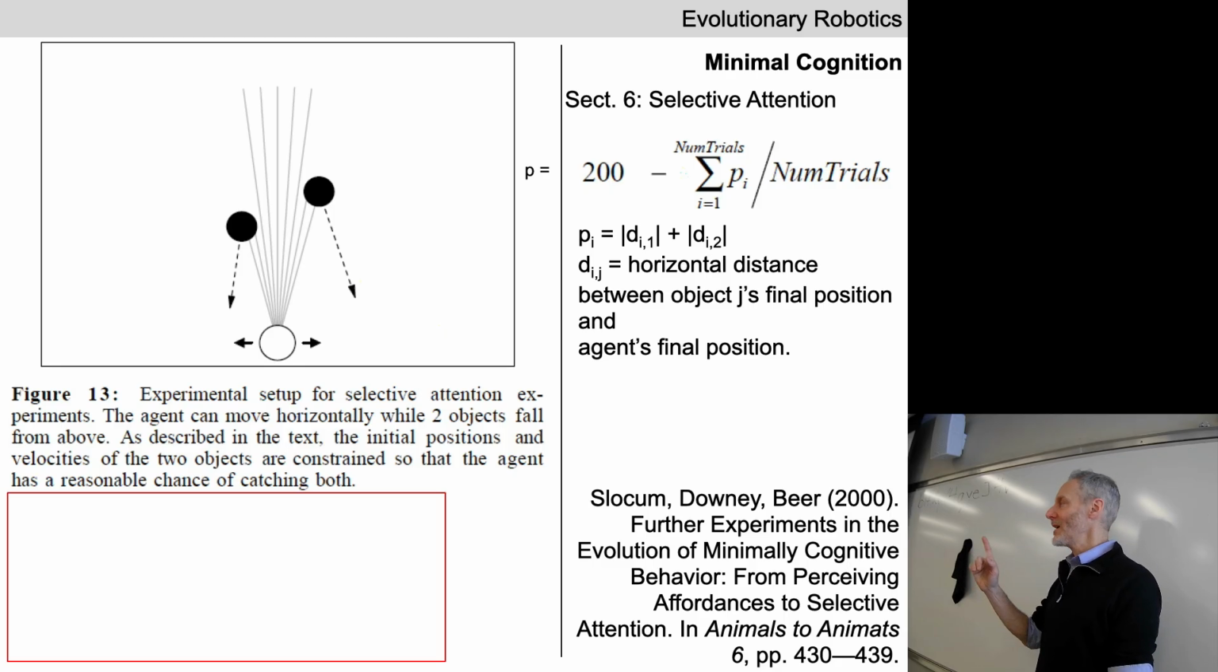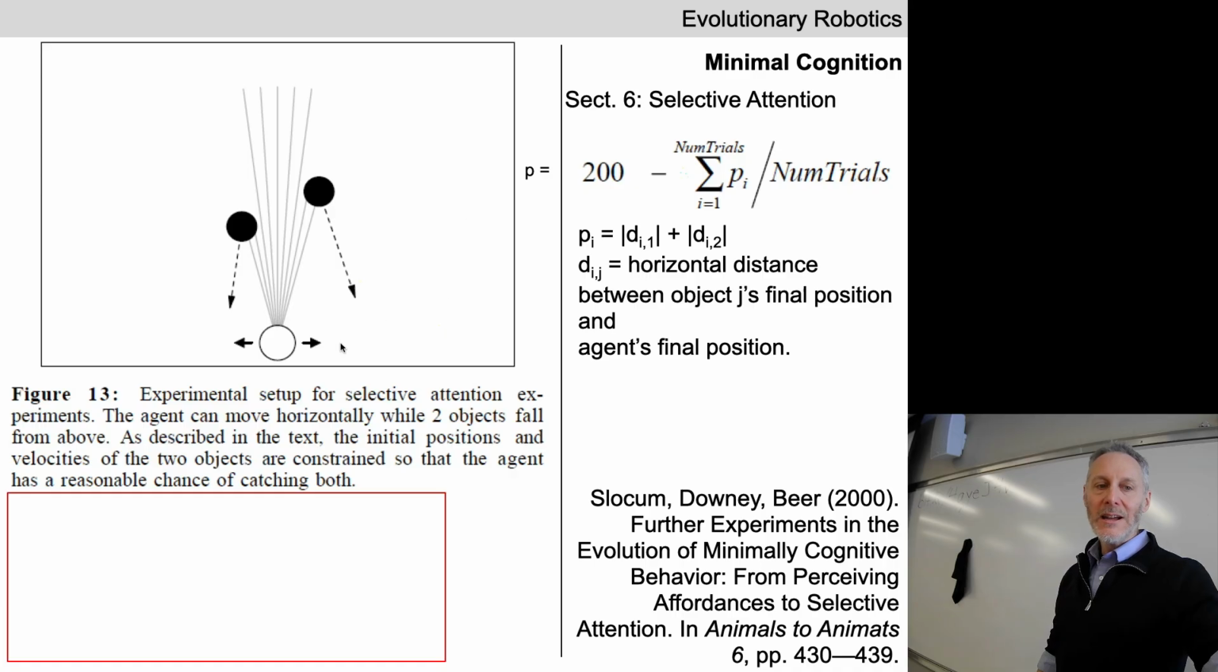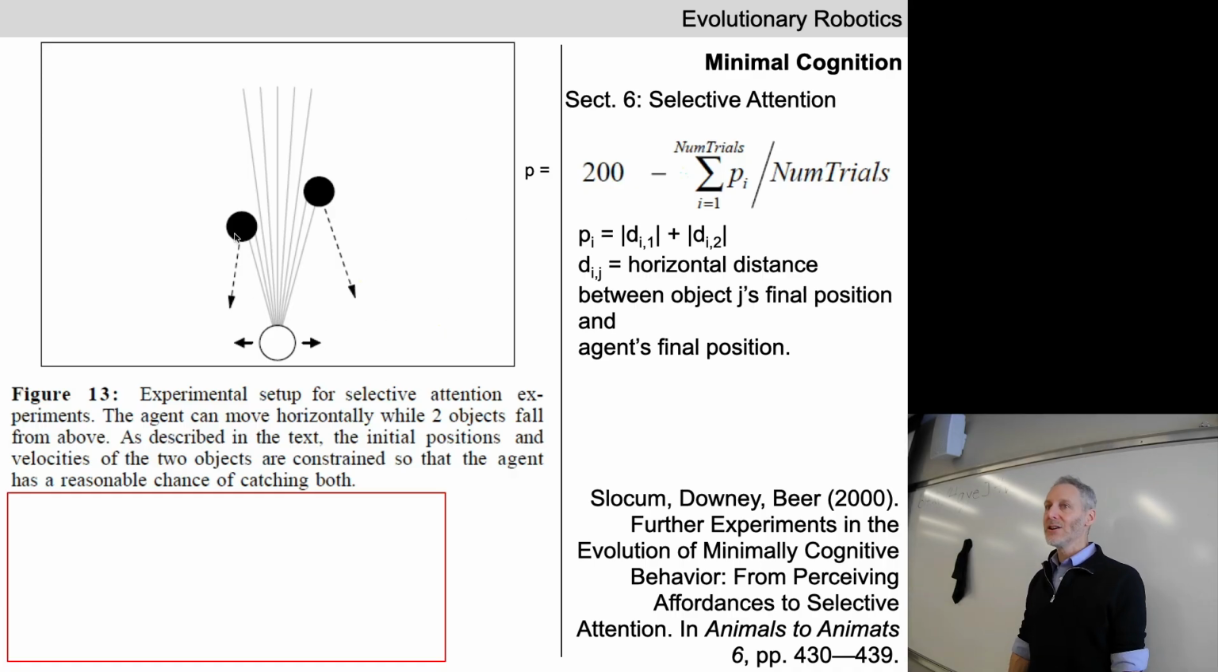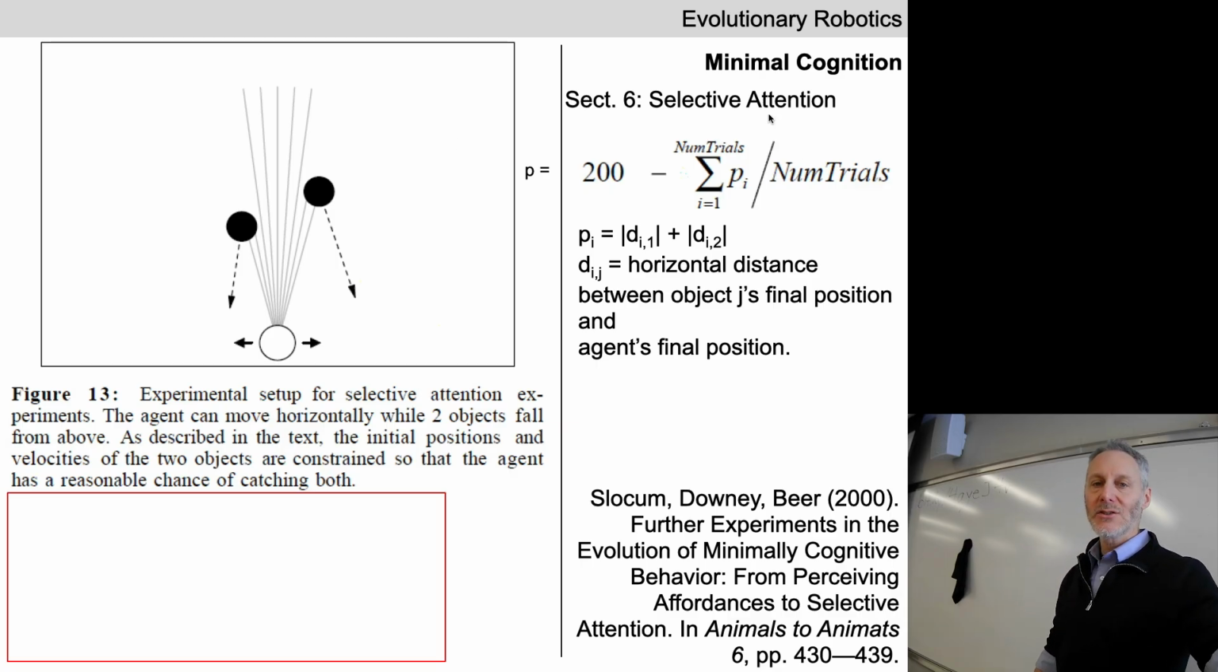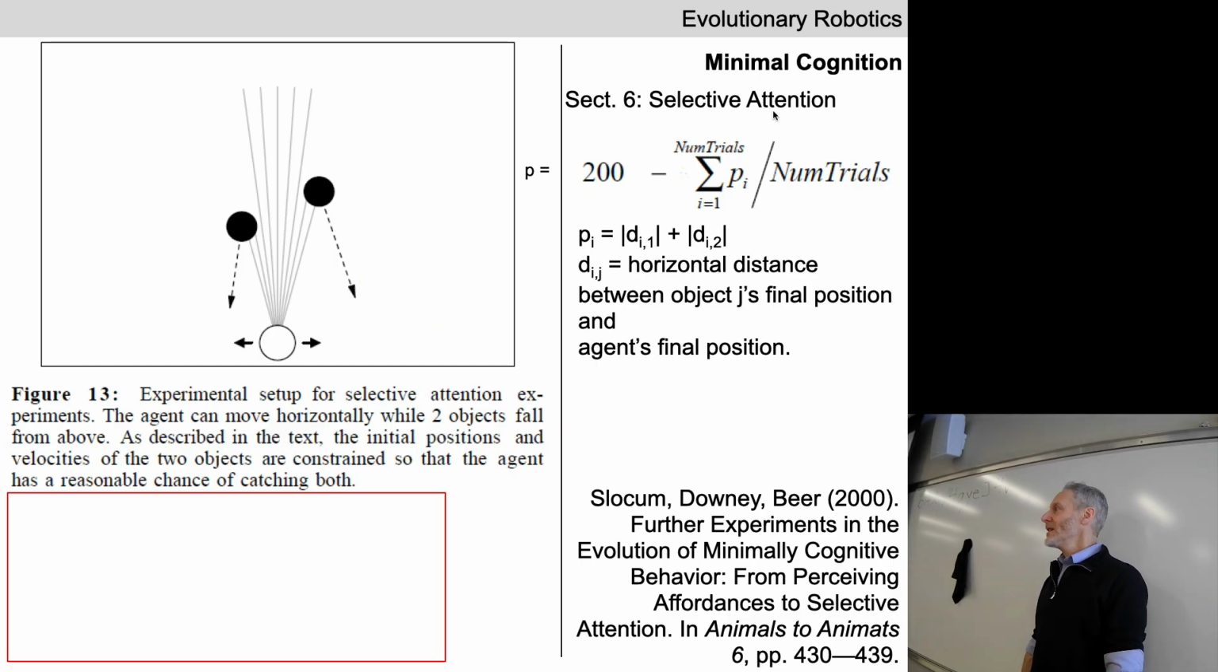I don't know about you, but I still struggle with this one, selective attention. In this case, our agent is going to have to deal with multiple things happening in its world, and it's going to have to attend or pay attention to those things, and it's going to have to attend to multiple things and switch between them. It's going to have to select what to attend to.